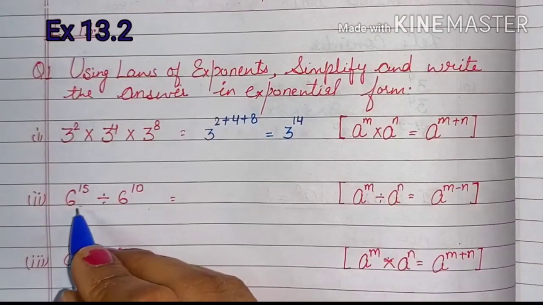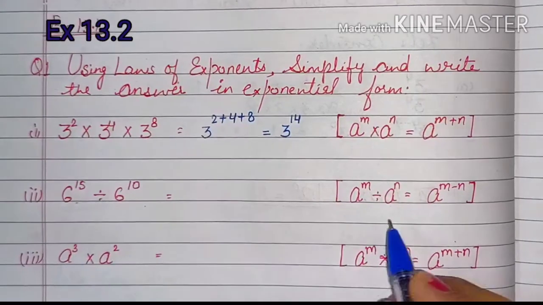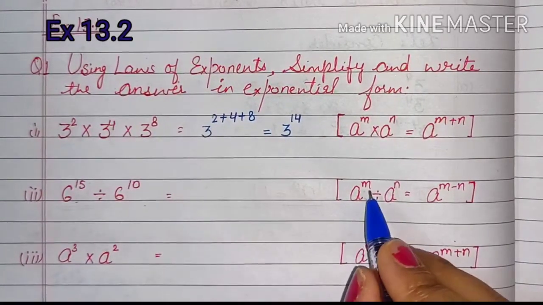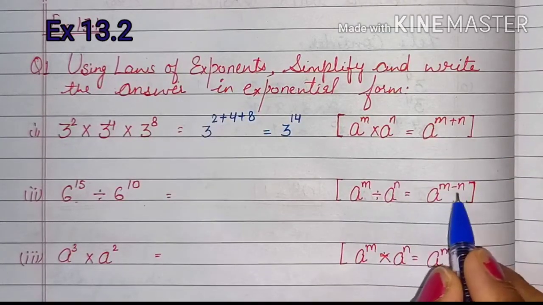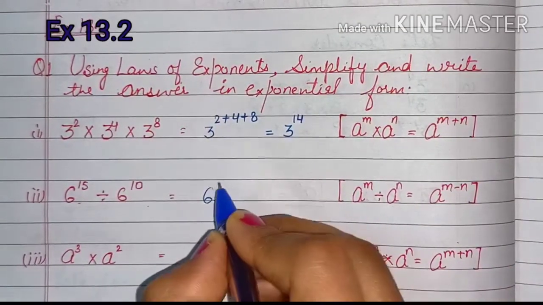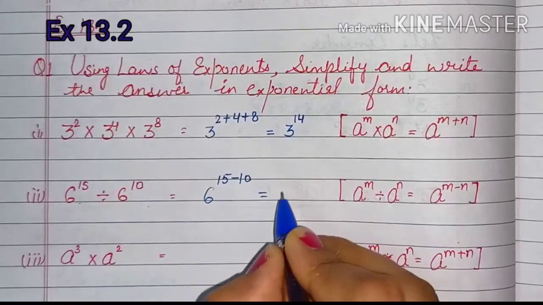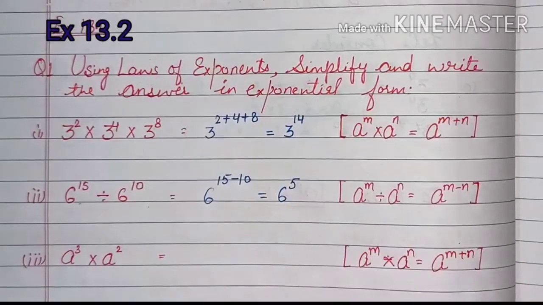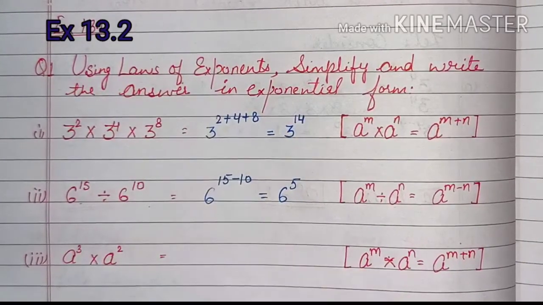In the second part we have 6 raised to power 15 divided by 6 raised to power 10. To solve this we will use this law that a raised to power m divided by a raised to power n, the bases are the same, then we will subtract the powers. So here 6 raised to 15 minus 10. The answer is 6 raised to power 5. We have to write the answer in exponential form, so this is the answer.